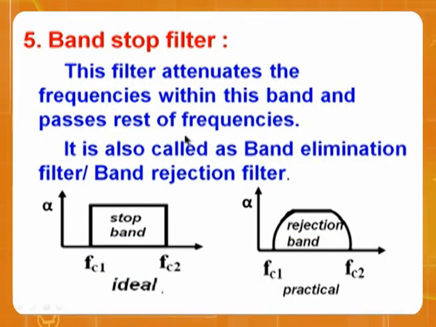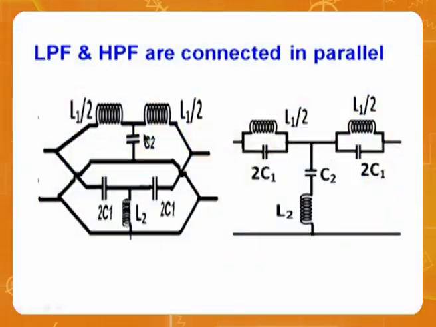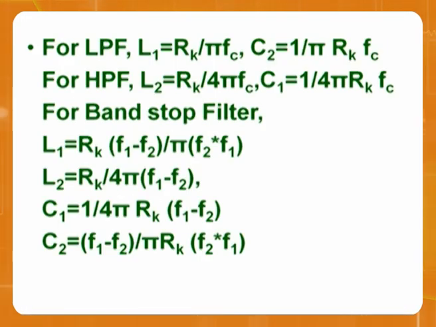Right. Let me go to the band stop filter. This filter attenuates the frequencies at the center. The other two are passed. So how do you get it? You get it not by cascading, but by connecting in parallel. So this is low pass, this is high pass. When you connect them, you can easily observe these two are here, these two are here, these two are here. That becomes parallel. That becomes the band elimination filter.